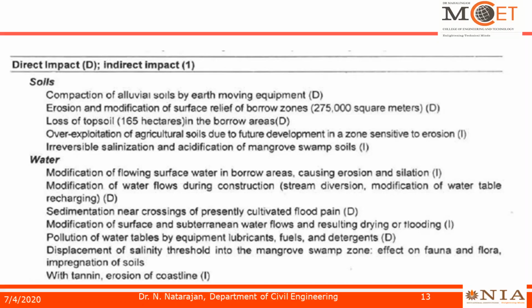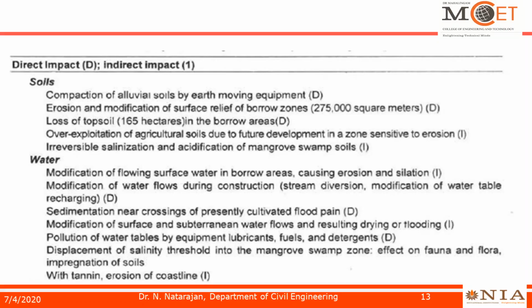Coming to the water, modification of the flowing surface water in some areas causing erosion and siltation is an indirect impact. Modification of water flows during construction, right? This is a direct impact. Sedimentation near crossings of presently cultivated floodplains, that's a direct impact. Modification of surface and subsurface water flows and resulting drying or flooding is an indirect impact.